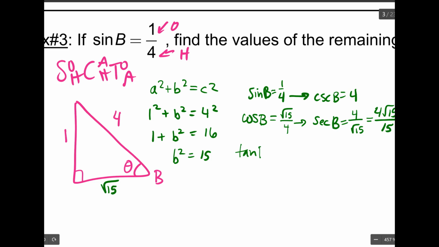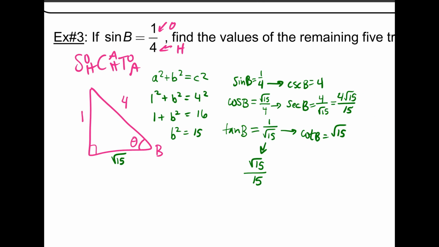Tangent of B. Opposite over adjacent. 1 over root 15. How would I rationalize this? Root 15 over 15. And that means cotangent of that angle is just going to be root 15. So that's it. This is a good stopping point, and we'll pick up tomorrow.